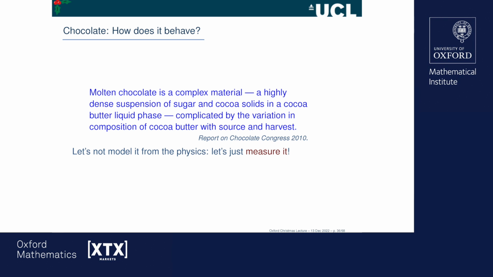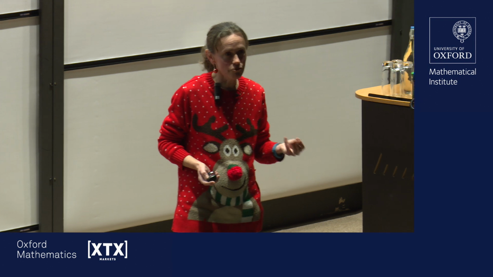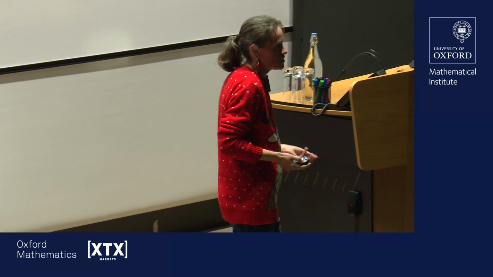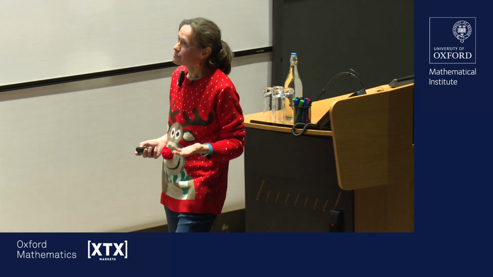It's got sugar, it's got cocoa solids, it's got cocoa butter, and the cocoa butter varies every year according to the quality of the harvest. So you think you've modelled chocolate perfectly, and then next year's chocolate is different. So chocolate is a real mess.